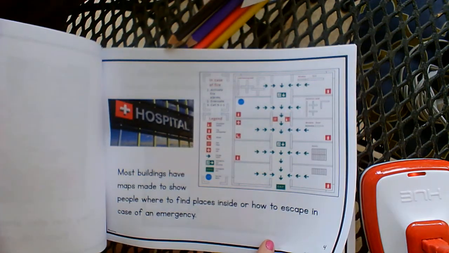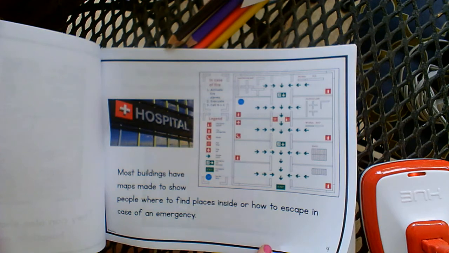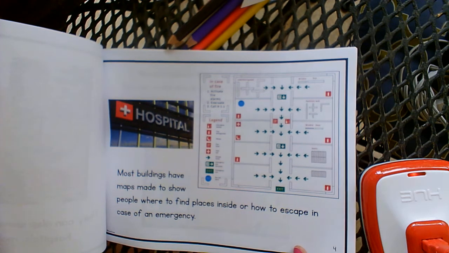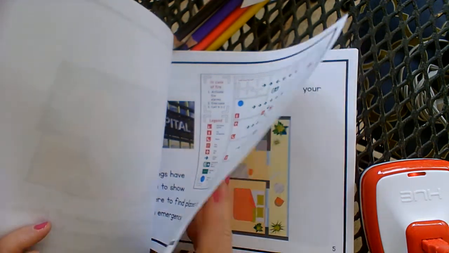Most buildings have maps made to show people where to find places inside or how to escape in case of an emergency. This is the inside of a hospital, and it's showing you arrows to the exits. We have these in our classroom when we do a fire drill.